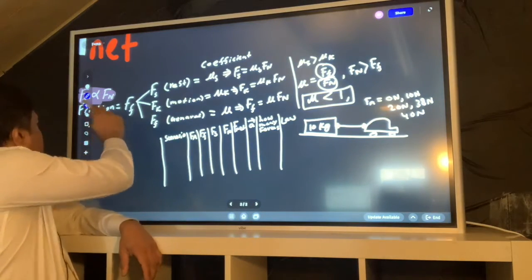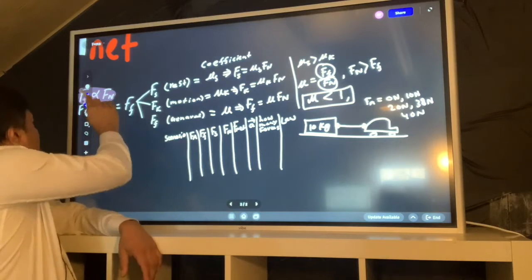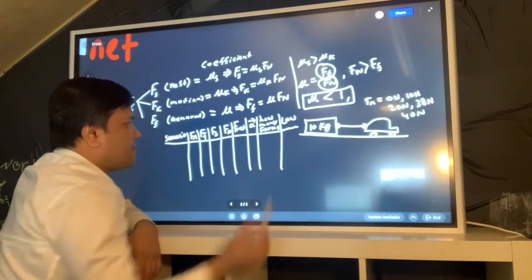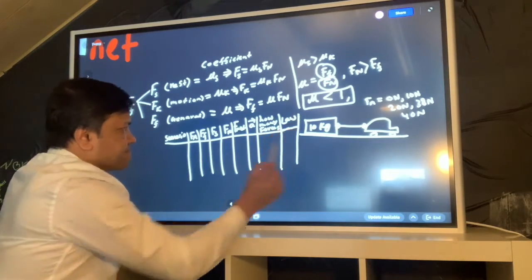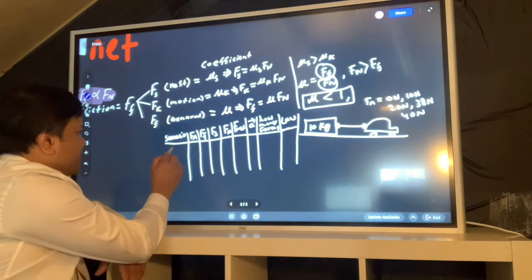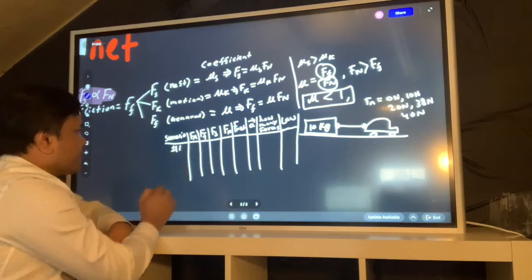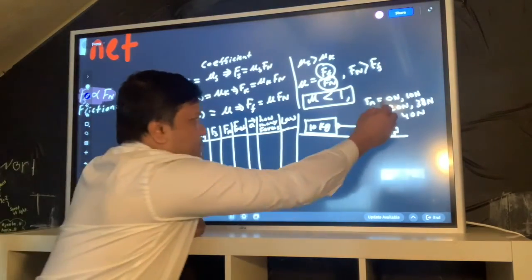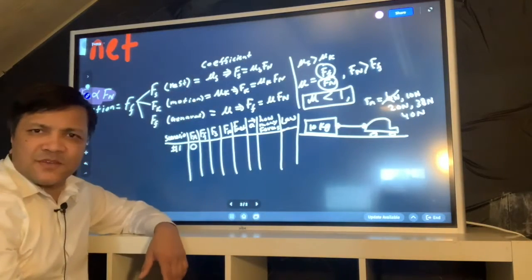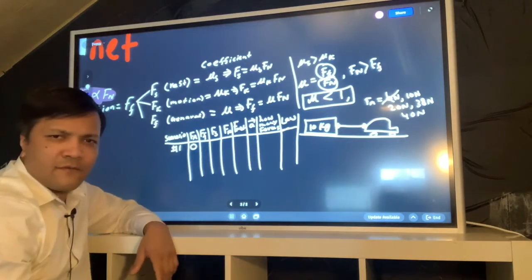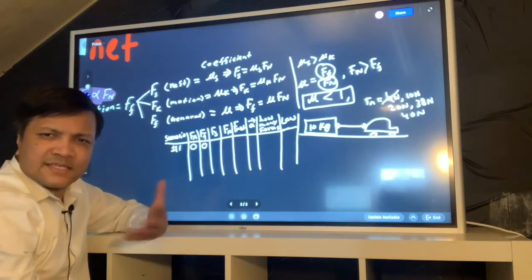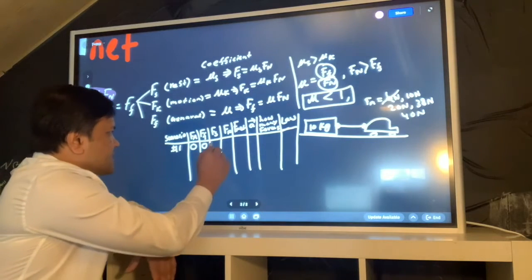Okay, so let's see now scenario number 1. Let's apply 0 Newton. If I apply 0 Newton, what is the force of friction? 0. Is it a static friction or kinetic friction? Static friction.